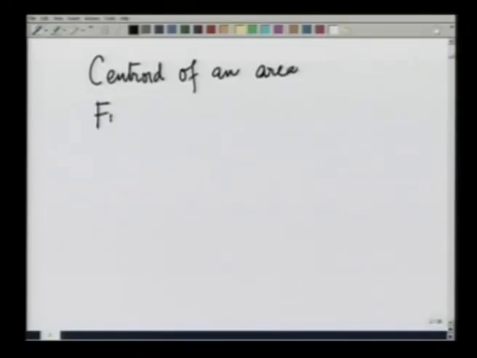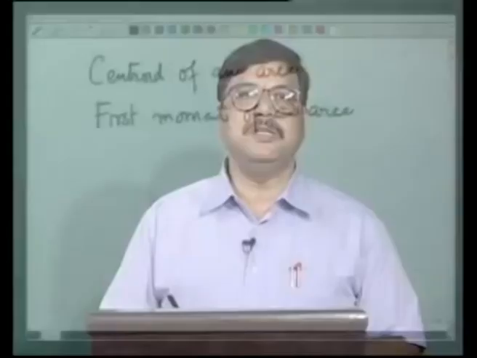And now, we want to develop mathematical techniques to deal with such forces. In this lecture, I am going to develop concepts such as the centroid of an area, which is related to the first moment of area, and then see how these concepts can be applied to mechanics, or statics in particular.